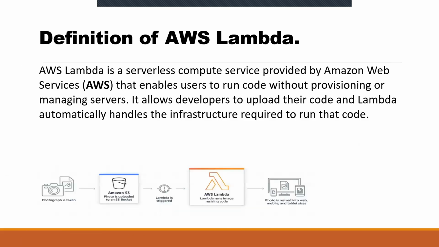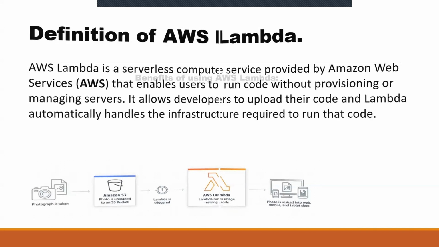So now first we'll see the definition of AWS Lambda. AWS Lambda is a serverless compute service provided by Amazon Web Services that enables users to run code without provisioning or managing servers. It allows developers to upload their code and Lambda automatically handles the infrastructure required to run that code. I hope by reading this definition it is very clear to you what AWS Lambda is.